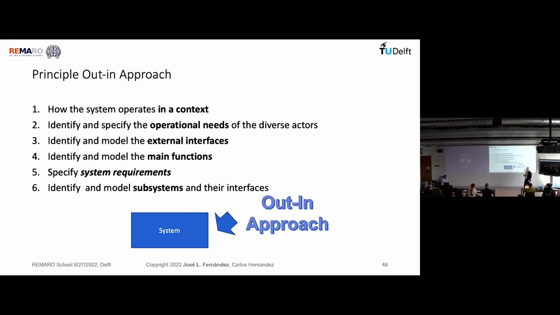Is it easy to apply? No, but it's good. When you apply the method, you feel good, because you see that the models are consistent. The diagrams are consistent with this approach. Okay?